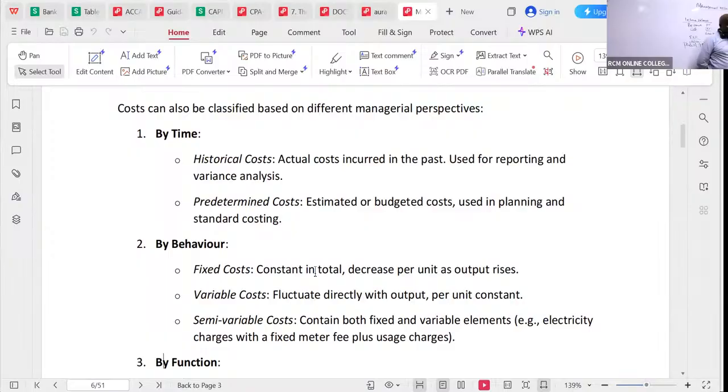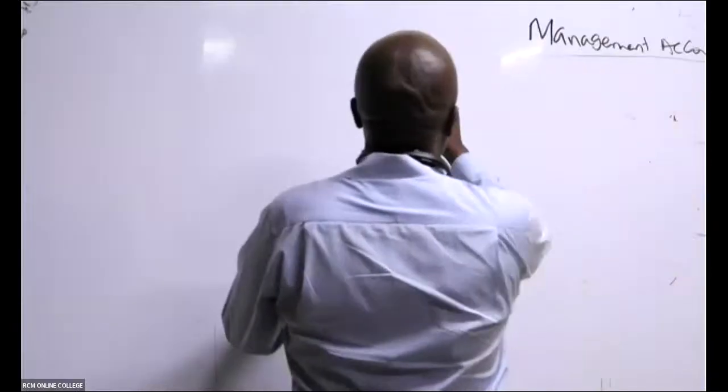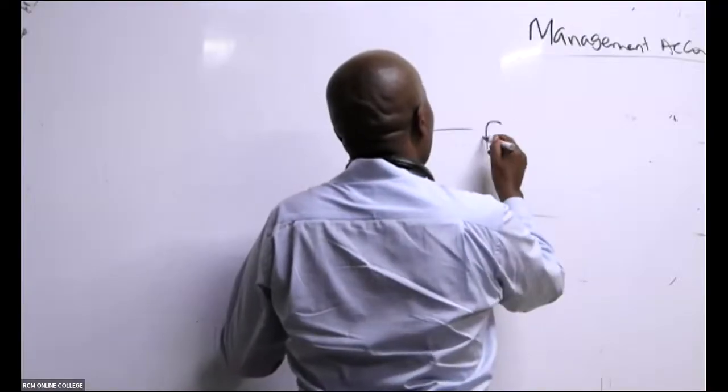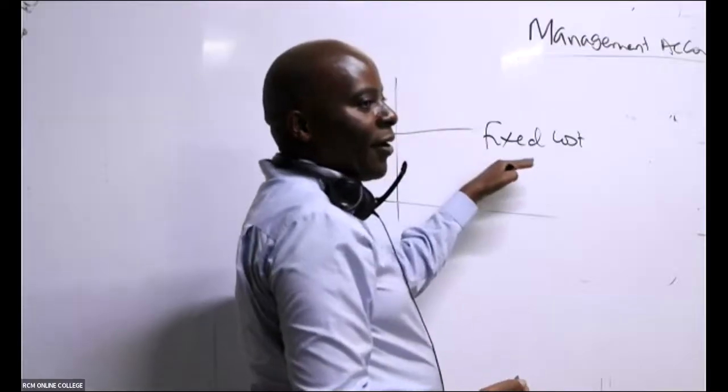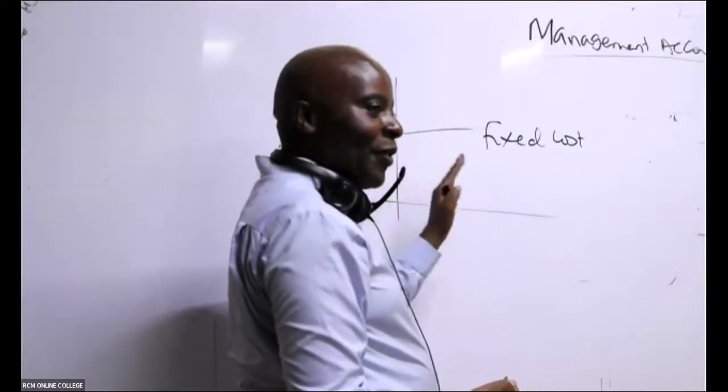How about variable costs? They also behave in a funny way, isn't it? They fluctuate. And then, ladies and gentlemen, we have what they're calling semi-variable costs. How do they behave? They exhibit both characteristics, isn't it? Please listen. When we talk of fixed costs, this is how they behave. They are ever constant.